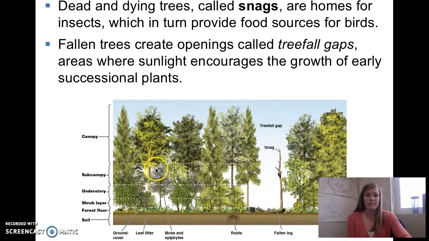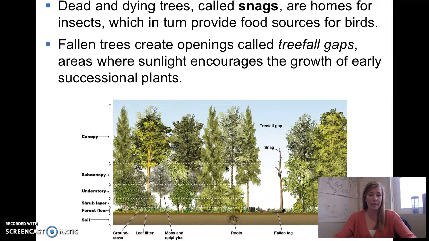So if we find dead and dying trees, that's what's called a snag. So this is a snag right here. And that provides homes for insects, which would then in turn provide food sources for birds. So for example, insects would break down the dead tree wood, and then the dead tree wood becomes food for woodpeckers. The woodpeckers peck holes in the wood, and now there's cavities in the wood for animals to live in.